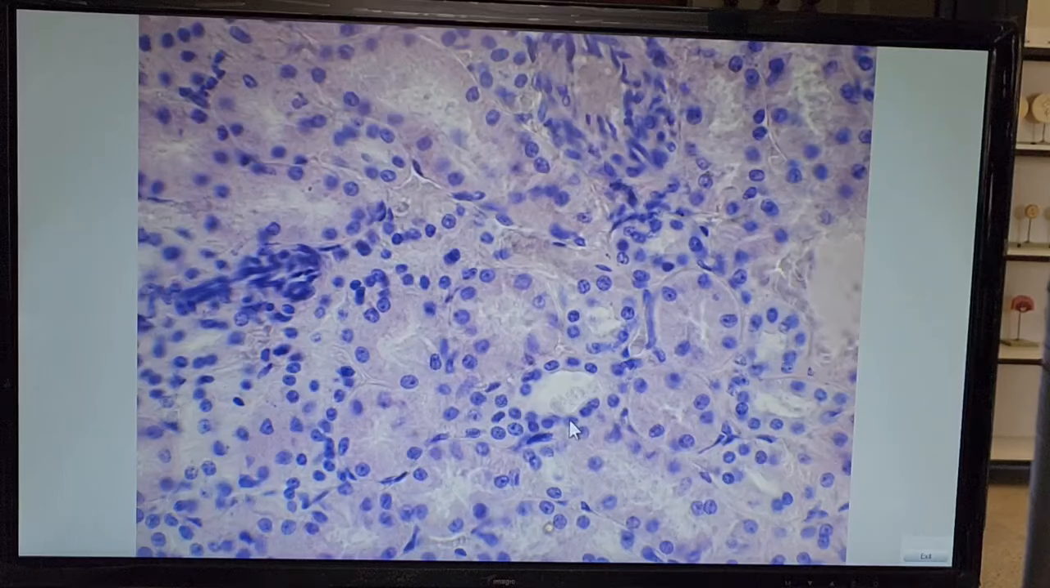This is the distal convoluted tubule, also lined by simple cuboidal epithelium, but with a wider lumen, having no brush border and more cells. Distal convoluted tubule, simple cuboidal epithelium, more cells, no brush border and wider lumen.